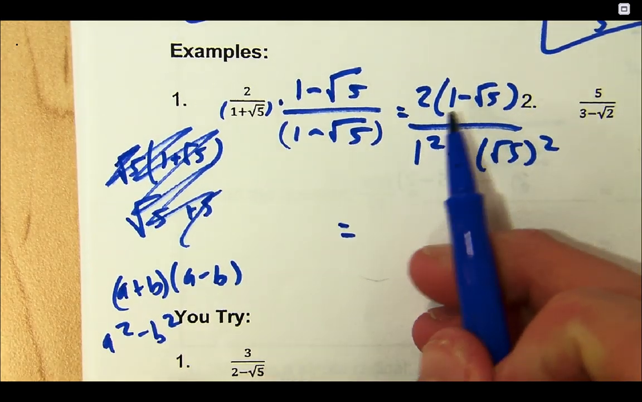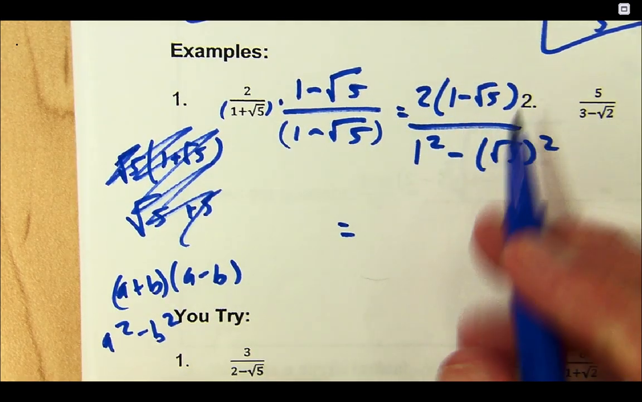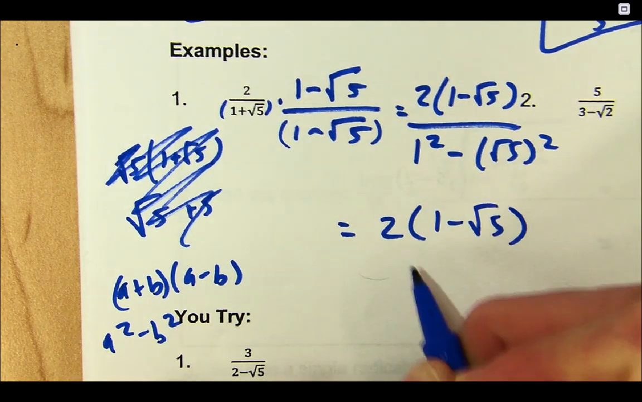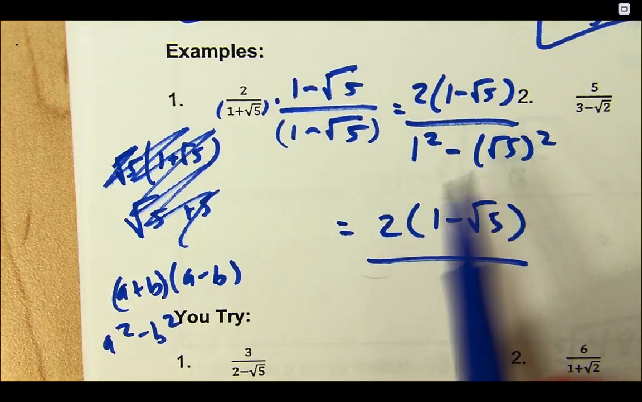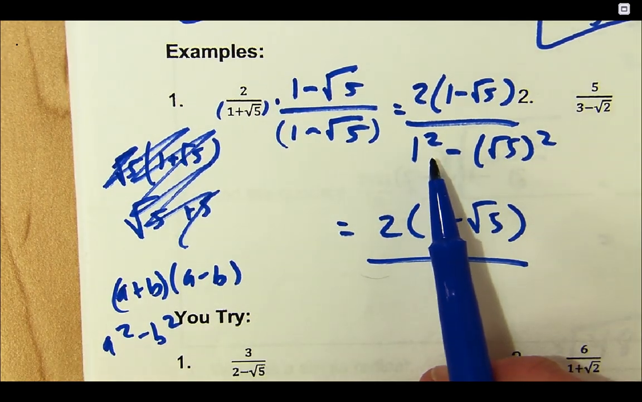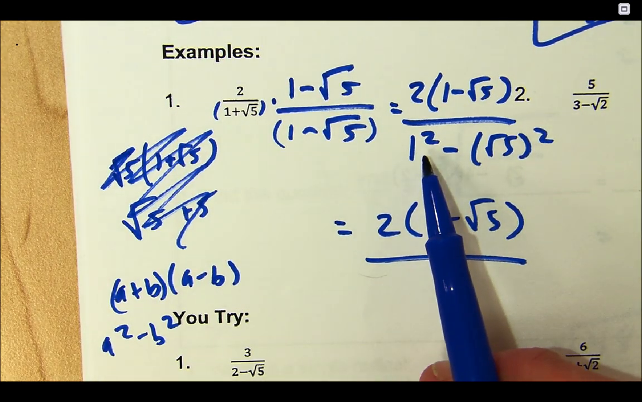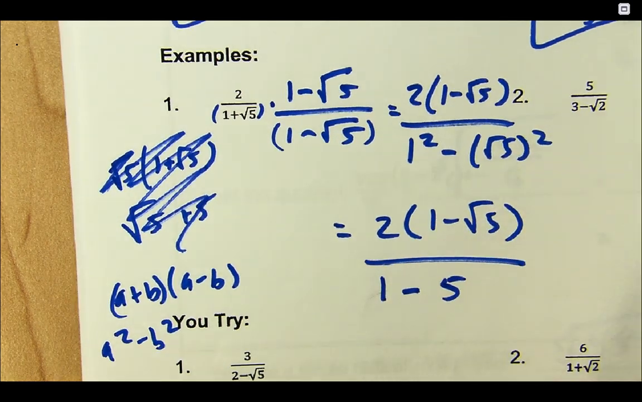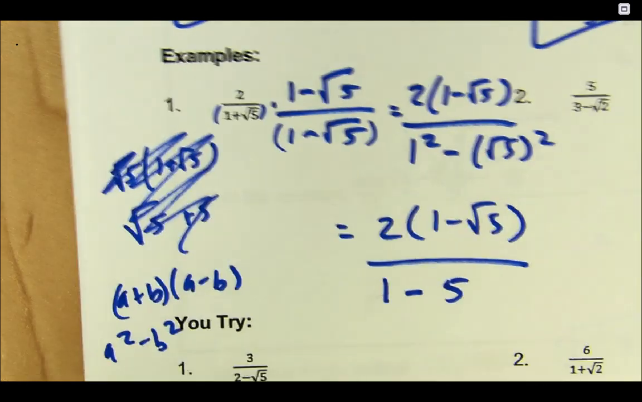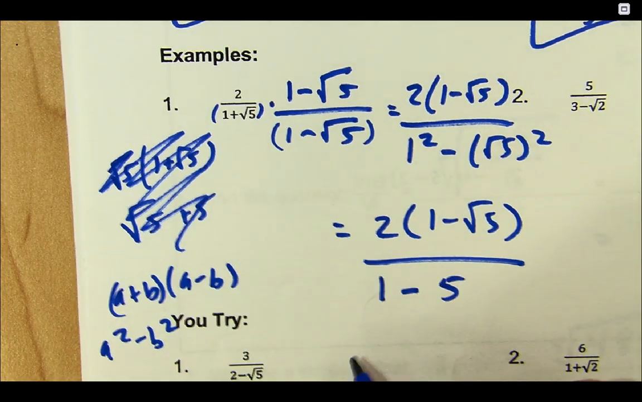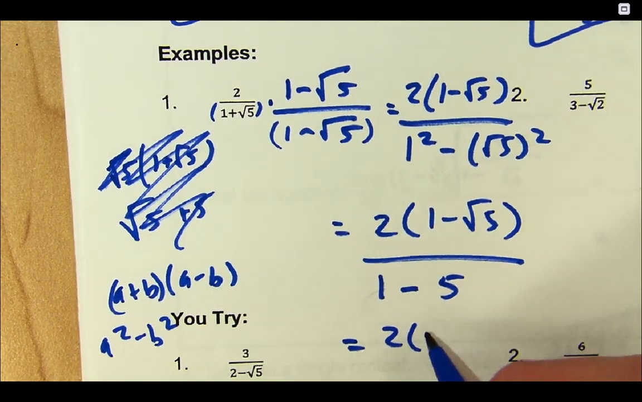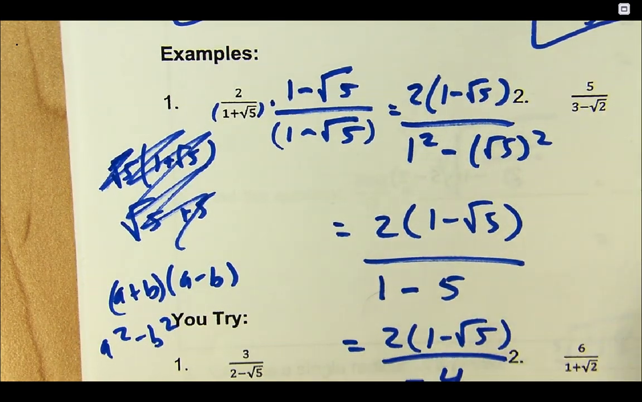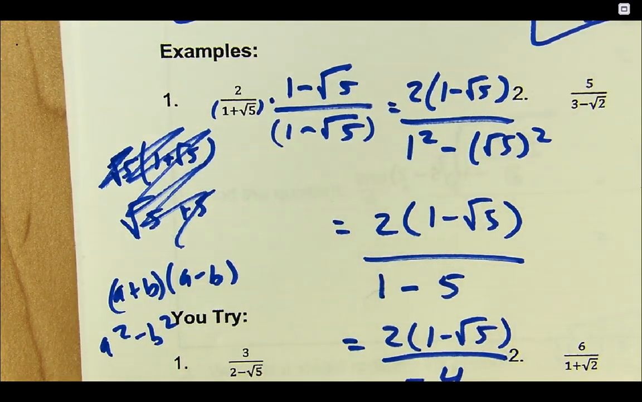I'm not going to distribute this yet, and I'll show you why in just a second. I'm going to leave it as 2 times 1 minus root 5 in the numerator. What this becomes, 1 squared, well, 1 squared is 1. Root 5 squared is 5. And 1 minus 5 is negative 4.